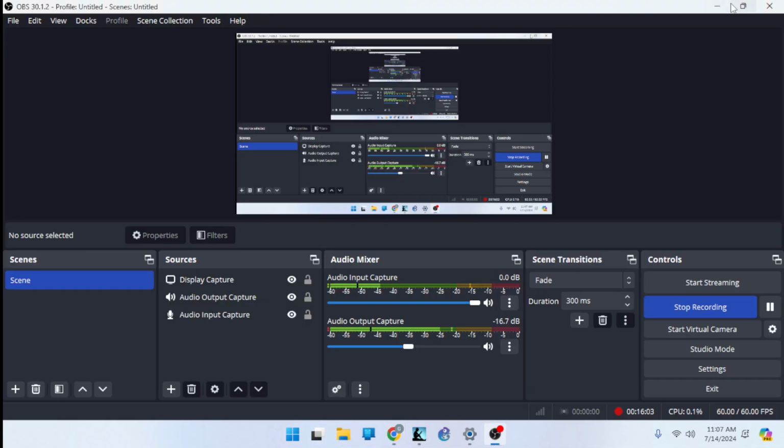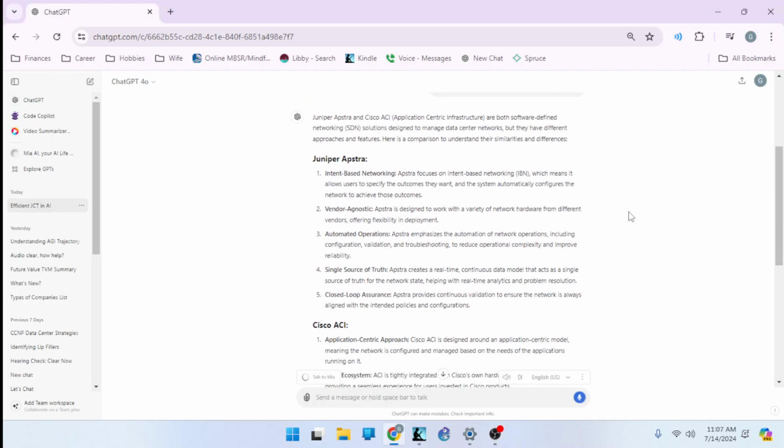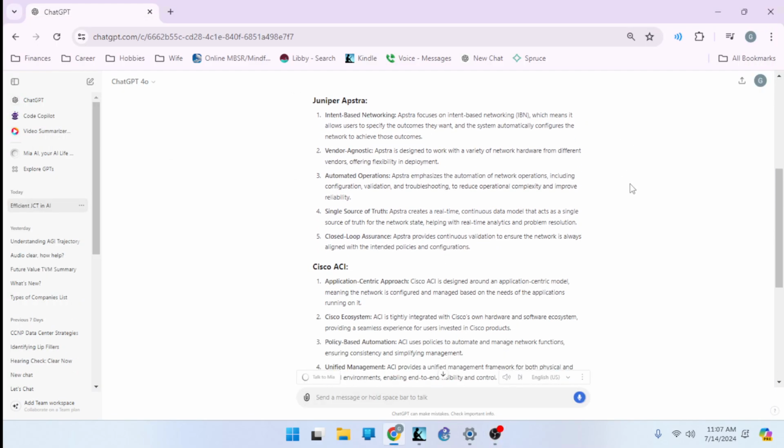Juniper Apstra, intent-based networking. Apstra focuses on intent-based networking, IBN, which means it allows users to specify the outcomes they want, and the system automatically configures the network to achieve those outcomes. Vendor agnostic. Apstra is designed to work with a variety of network hardware from different vendors, offering flexibility in deployment. Automated operations. Apstra emphasizes the automation of network operations, including configuration, validation, and troubleshooting, to reduce operational complexity and improve reliability.